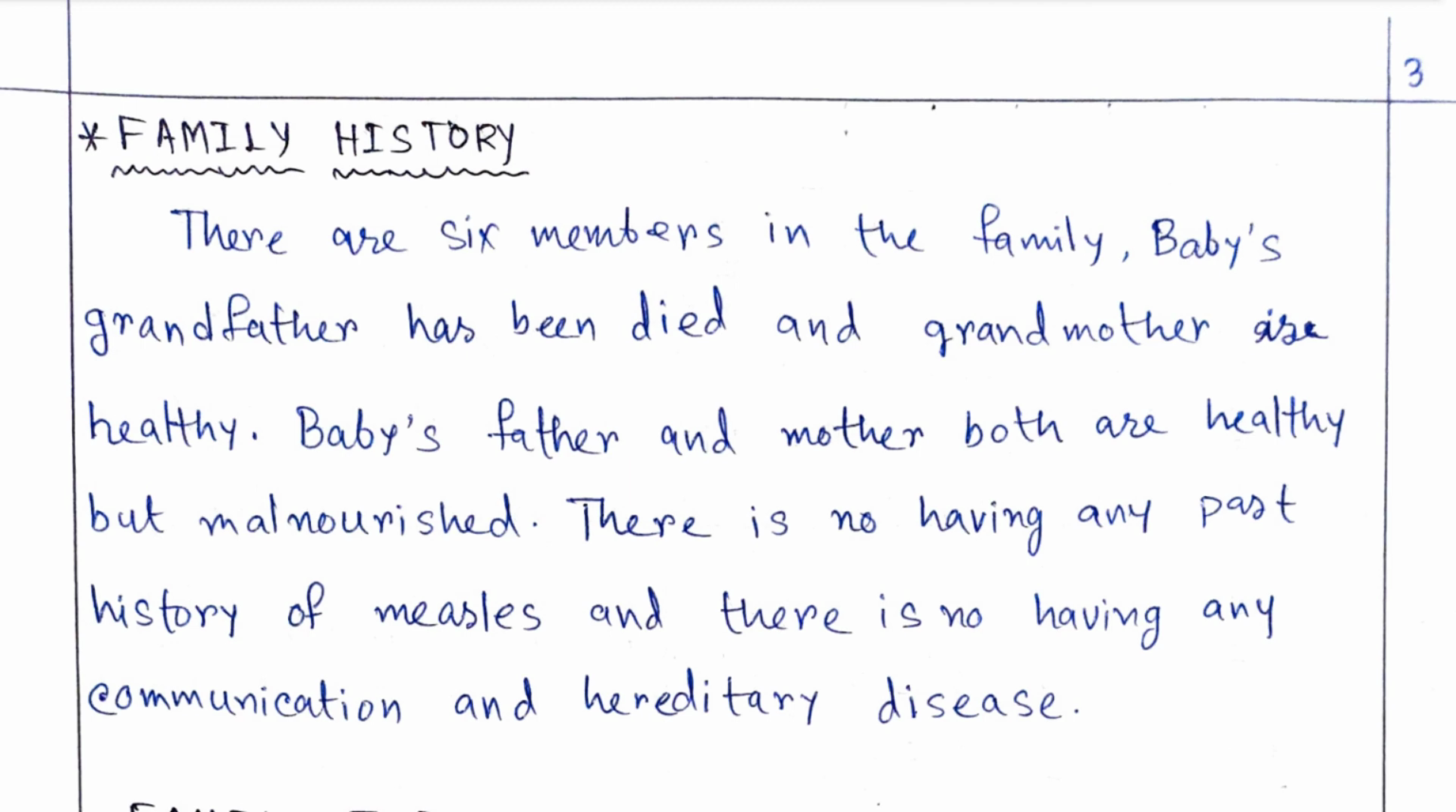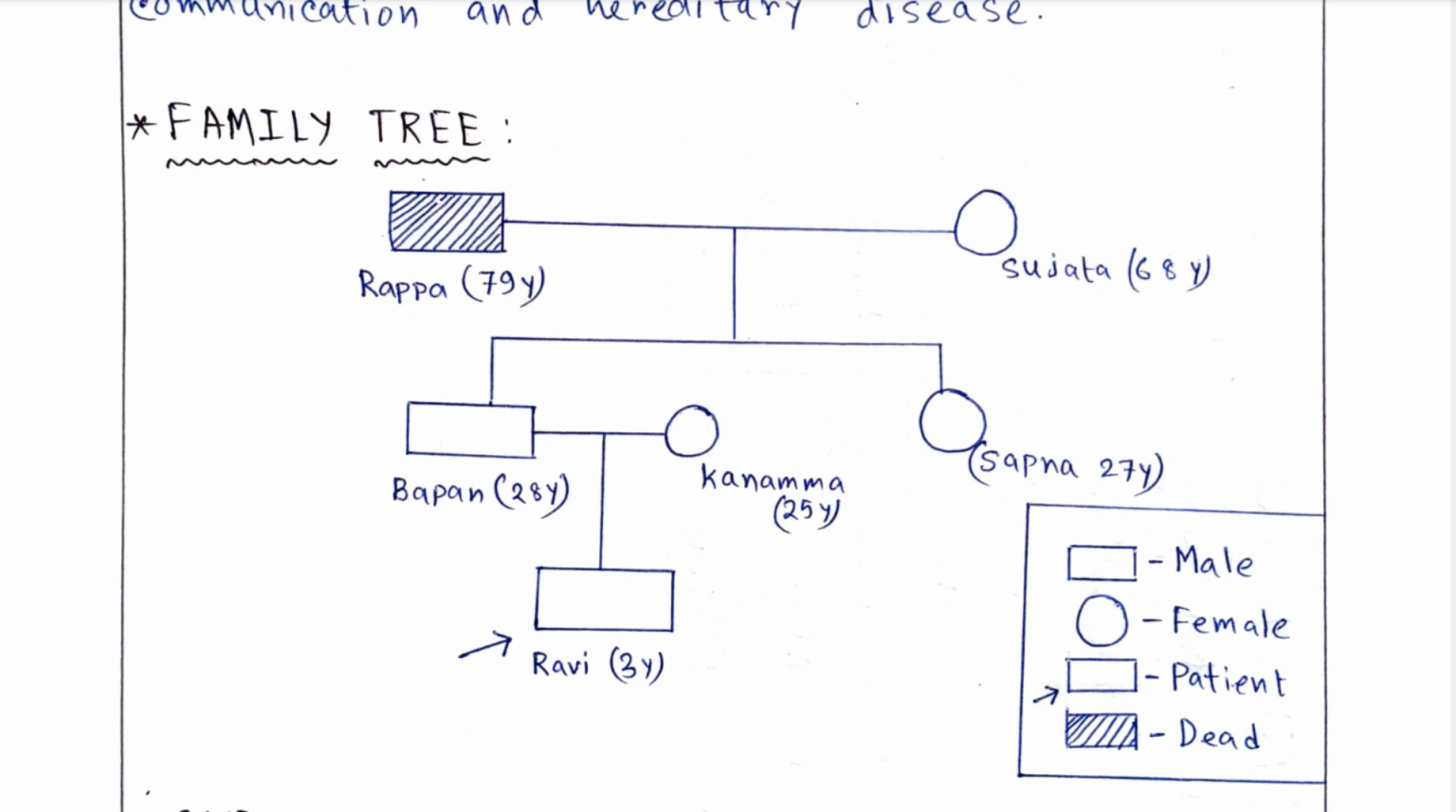Next is family history. There are 6 members in the family. Baby's grandfather has died and grandmother is healthy. Baby's father and mother both are healthy but malnourished. There is no past history of measles and no communicable or hereditary disease. Next is family tree. You have to make a family tree like this according to your patient.